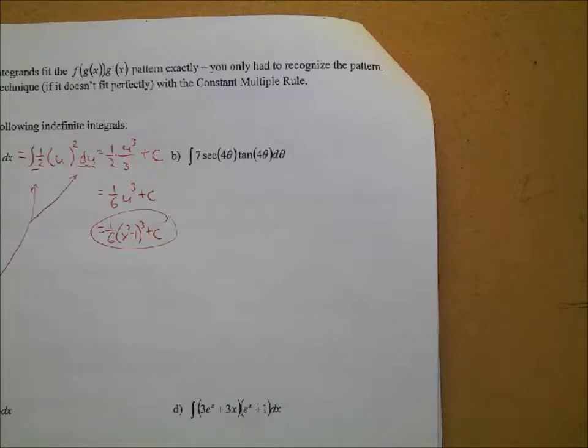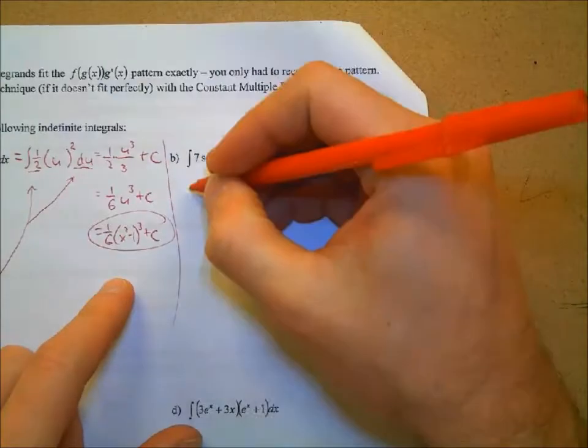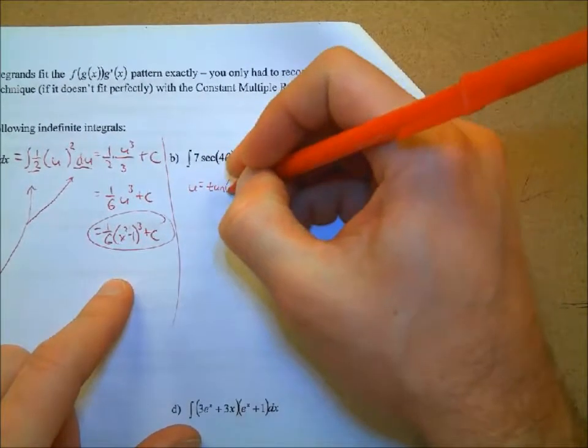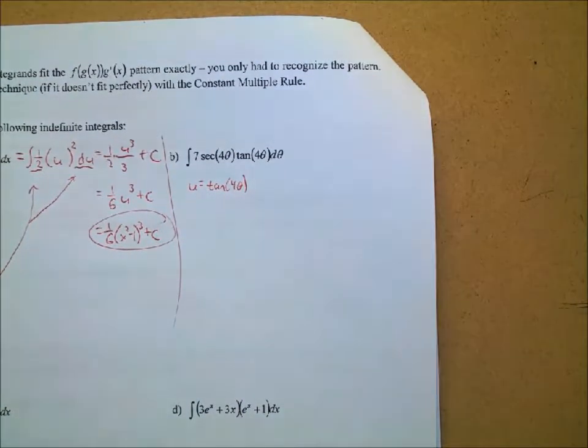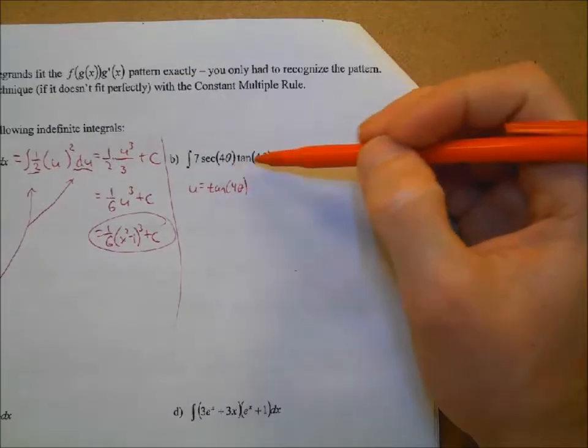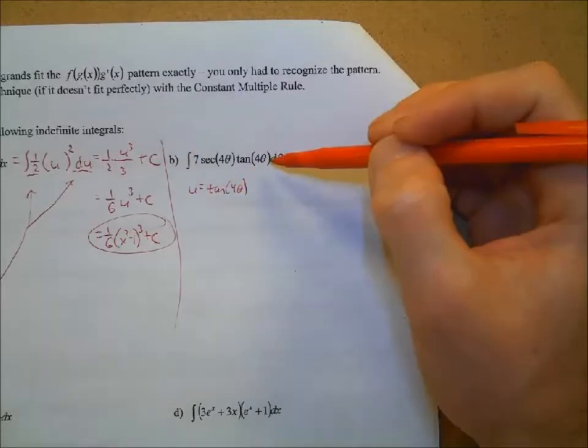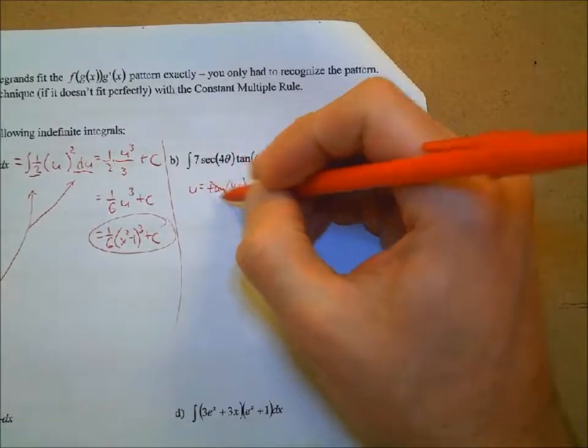What should our u be here? Tangent 4 theta? All right, so let's try that. U equals the tangent of 4 theta. What is du going to be? Secant squared of 4 theta times 4. Do we have a secant squared in here? No. Okay, so we don't want our u to be tangent of 4 theta.